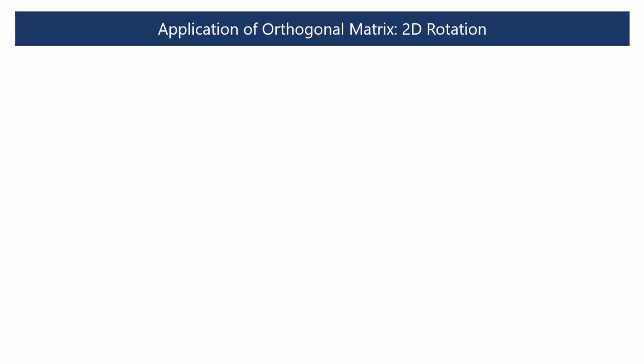Let's see how orthogonal matrices are applied in data analytics. As an example, consider a case where we want to rotate data points in two-dimensional space. Such rotations sometimes help us understand the underlying structure or patterns better. Using orthogonal matrices, we can rotate a vector while preserving its length.